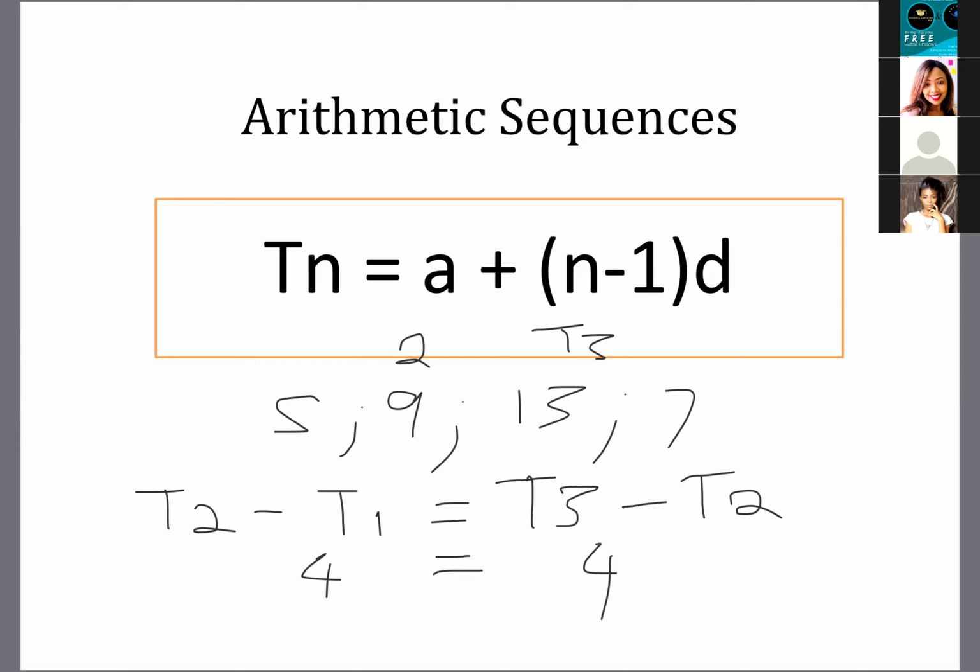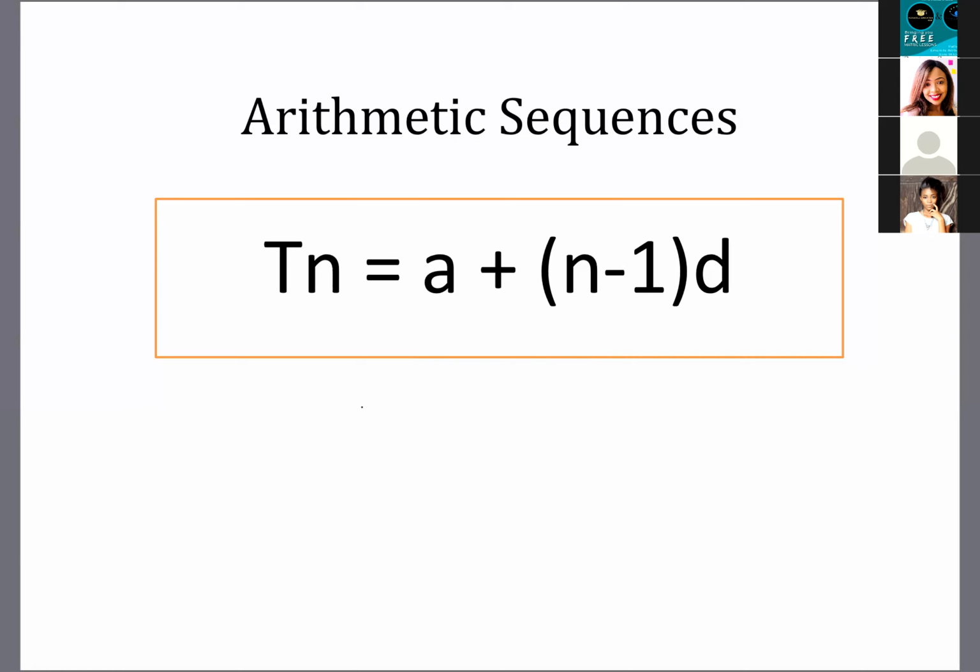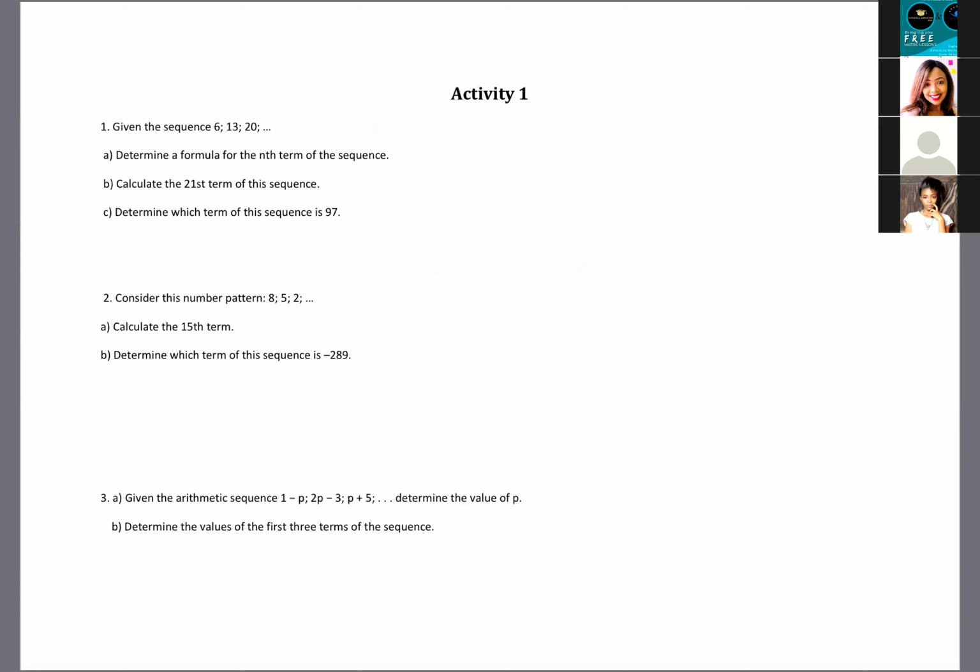Are you with me? Yes. So that is an arithmetic sequence when you have a first common difference, right? Okay, so we're going to go through activity 1, and then you let me know when to stop or when to explain something further. Is that okay? Yes, ma'am. Okay. So let's do question 1.